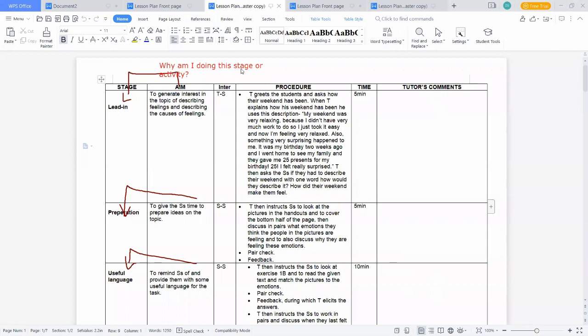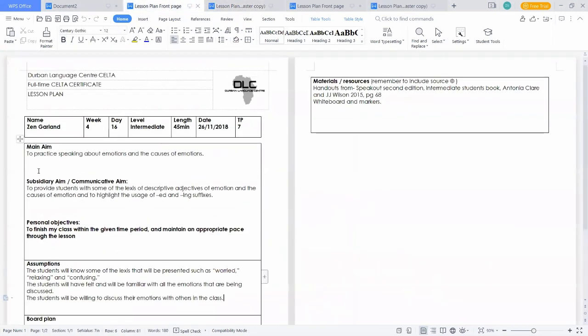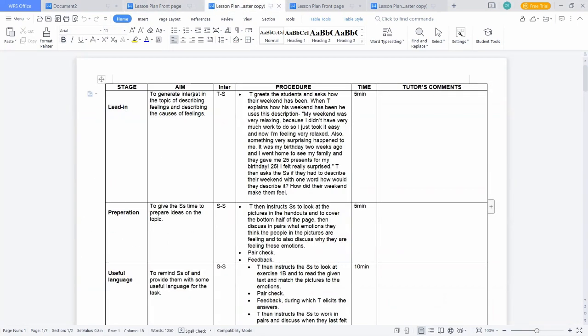I use the word stage here rather than activity because one stage could have more than one activity. It could have two or three activities, but you need to think about why you're doing what you're doing. In this example, we have a lead in. This was a grammar lesson, so I did a lead in to generate interest in the topic.